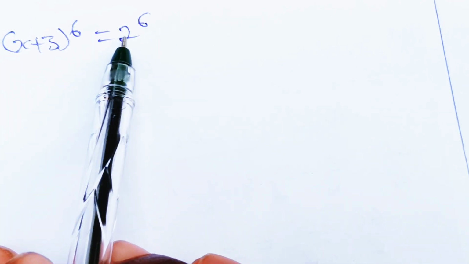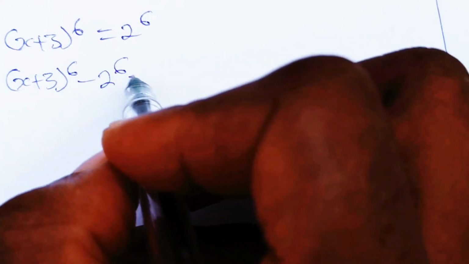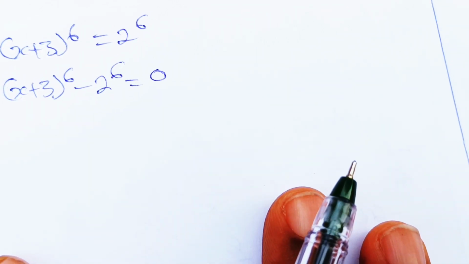Now, the first thing we need to know is, let's bring this to this side of the equation. So we have (x + 3)^6 − 2^6 = 0. All right.